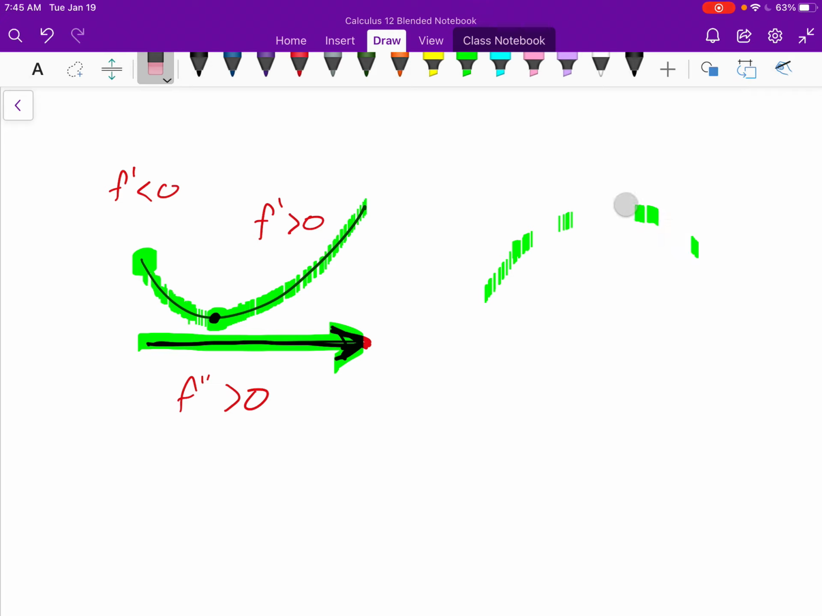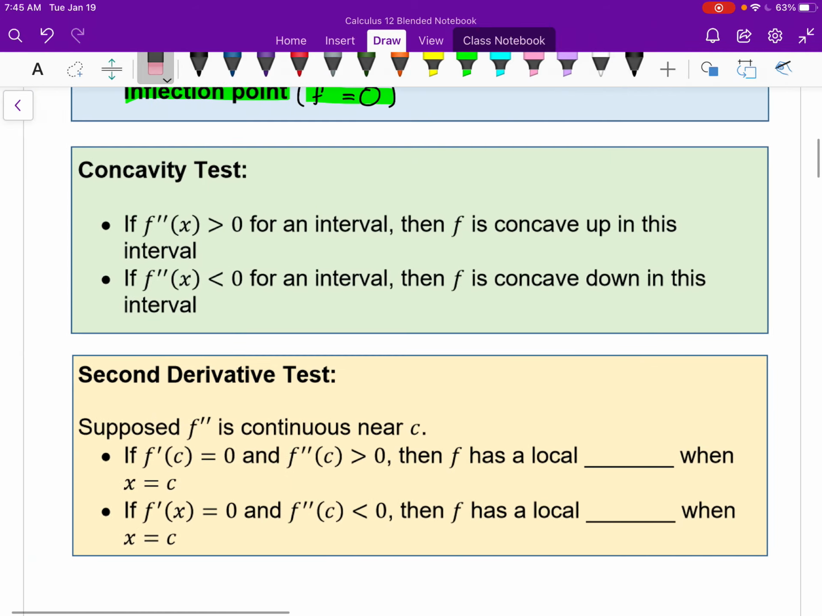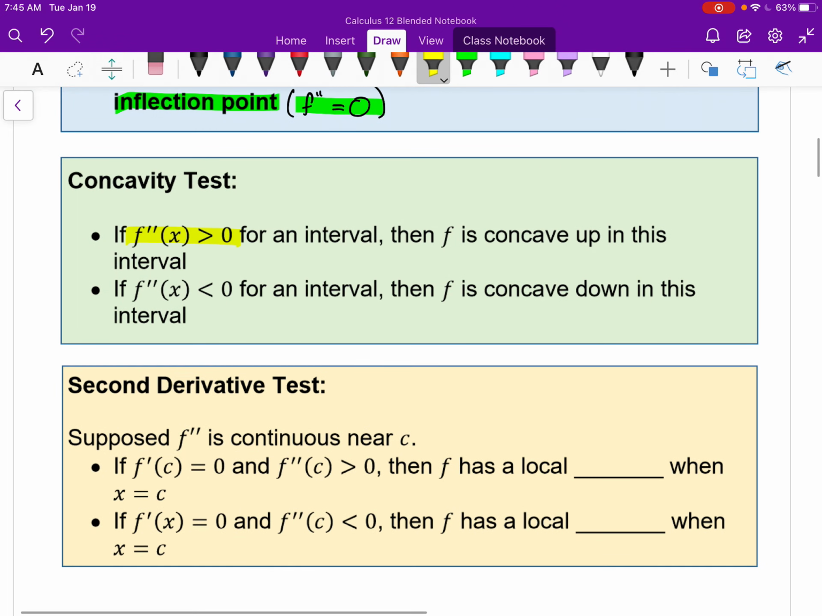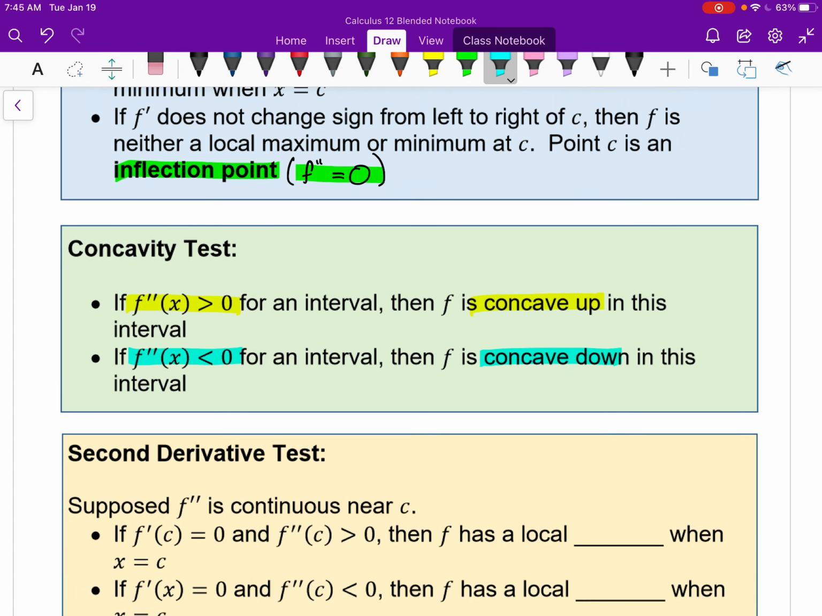Like I said, I'd like to discuss these things in person. But with that said, that does cover the basics of concavity. And that's what I've summarized right here. If your second derivative is positive, it's concave up. If your second derivative is negative, it's concave down. And as stated up here, if your second derivative is 0, it's an inflection point.